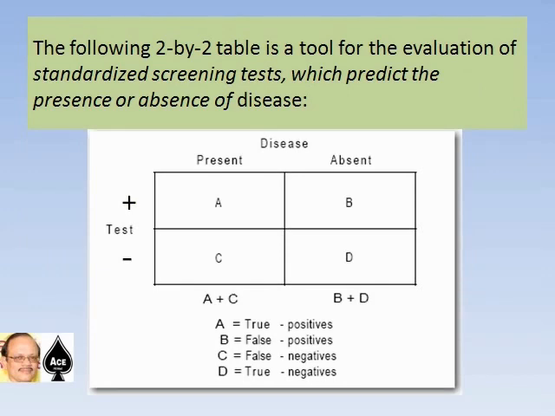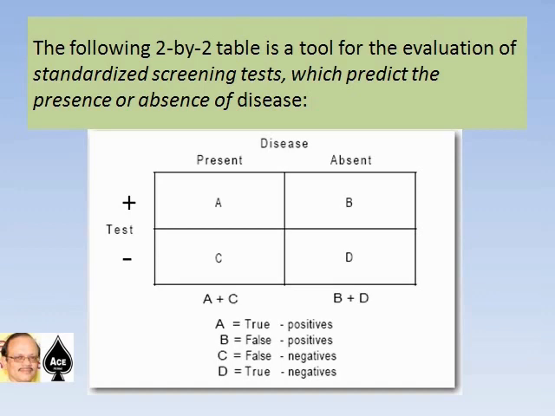The following 2x2 table is a tool for the evaluation of standardized screening tests which predict the presence or absence of disease. You can see the disease marked at the top, present or absent. On your left side, the test is marked positive and negative. Under disease present and test positive, it is marked A. Disease is absent but the test is positive is B. Disease is present but the test is negative, that is C. The disease is absent and the test is negative, that is D.